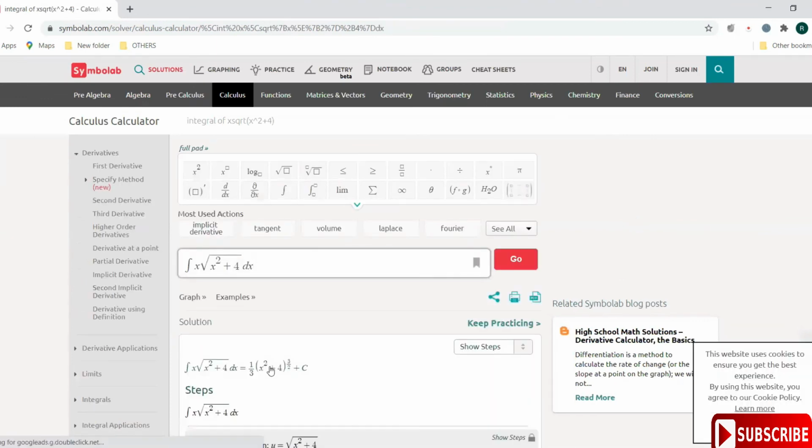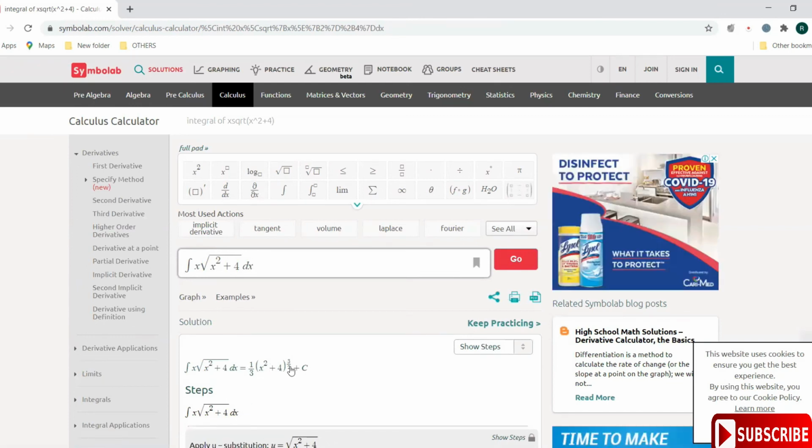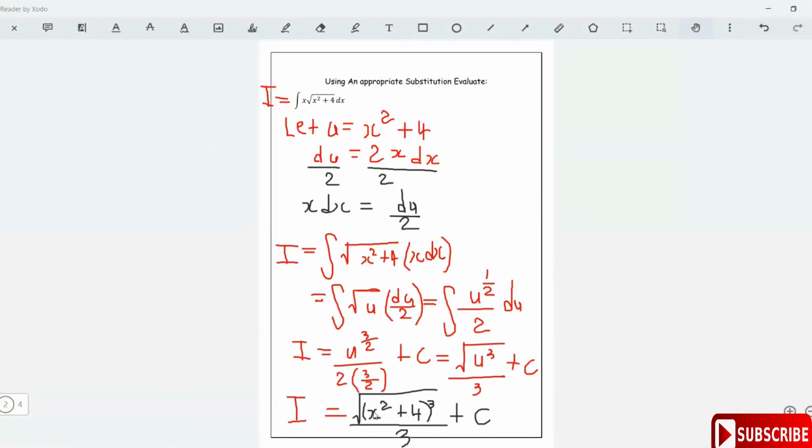There you go. Nice. So we get x squared plus 4 raised to the 3 over 2 times 1 over 3 plus c. This is the same thing as what we have. See, there's the same thing. All we did was, instead of writing it as u to the 3 over 2, we just put it in the square root form.